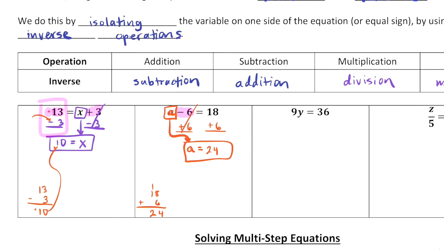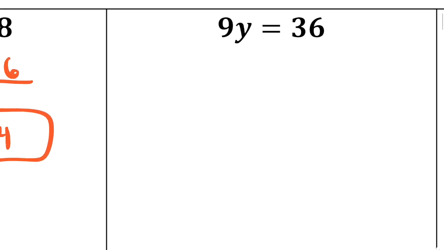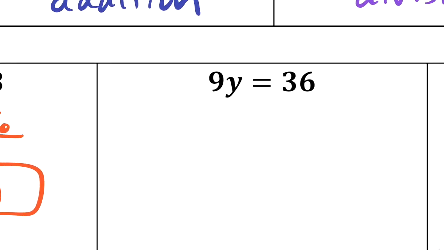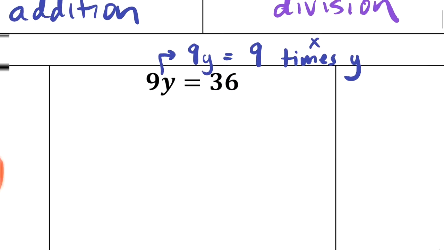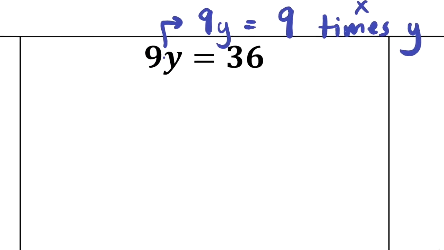Okay? Let's check out the next ones over here. 9y is equal to 36. The really important takeaway, or something that you should know, is that 9y is the same thing as saying 9 times y, and we know times is a multiplication operation. If I wanted to squeeze in a symbol to represent multiplication, a lot of times we just put a little dot there because the multiplication dot is another symbol we use for multiplication.